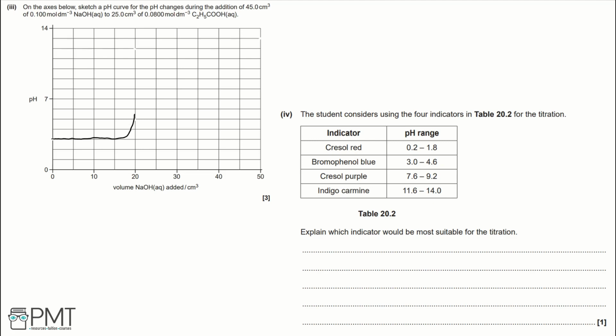And then at about 20 centimetres cubed, we're going to start seeing our vertical section. And this is going to level off. So this is roughly what our curve would look like, with our equivalence value above pH of 7, because we've got a strong base and a weak acid, so that means our equivalence value is going to be greater than 7. And we're starting at a weak acid pH because we're not starting at a 1, we're starting at around 3, and we're levelling off at around 13, which is showing that it's a strong base.